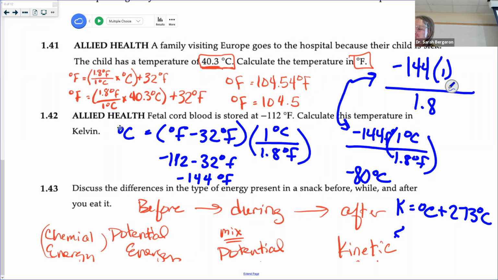So then Kelvin is equal to negative 80 plus 273. What do you get? 193. 193. And that should be Kelvin. Okay.